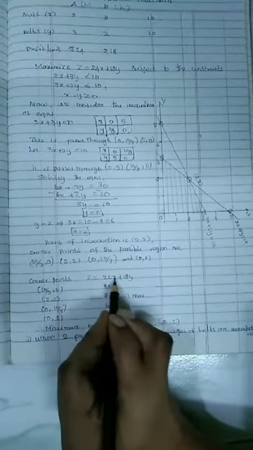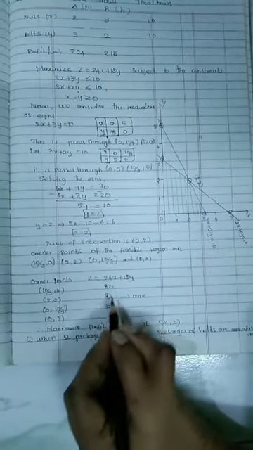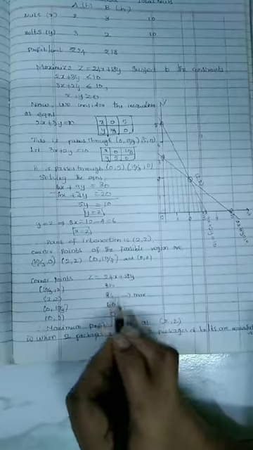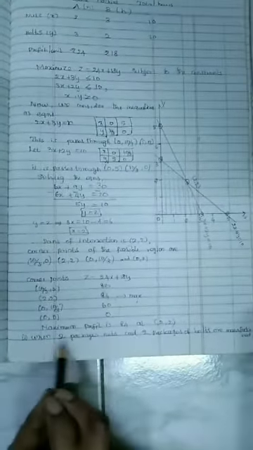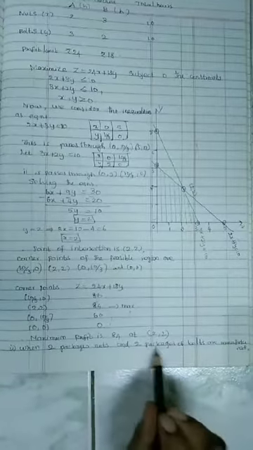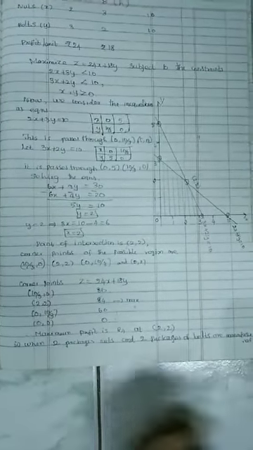So Z equals 24x plus 18y. We substitute all the points and here it is 84. Comparing all values, this one is the maximum. So the maximum profit is rupees 84 at 2, 2. That is when 2 packages of nuts and 2 packages of bolts are manufactured.